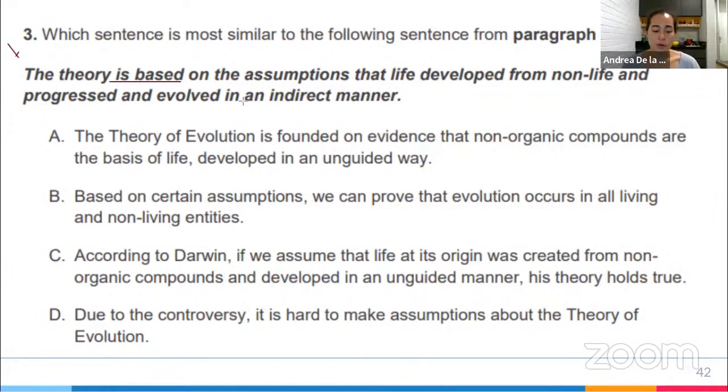So basically, the main idea of this sentence is to show what the theory is based on. If I ask the question, what is Charles Darwin's theory based on? Then you would use this sentence as the answer, right? The theory is based on this and this and that. So the main purpose of the sentence is to show what the theory was based on. So that main idea should be kept in the option that you choose.